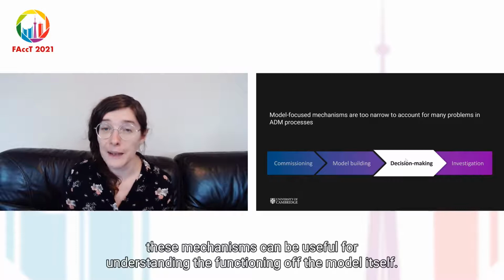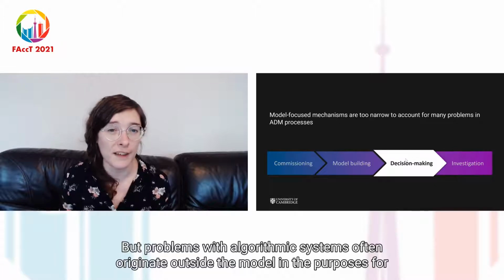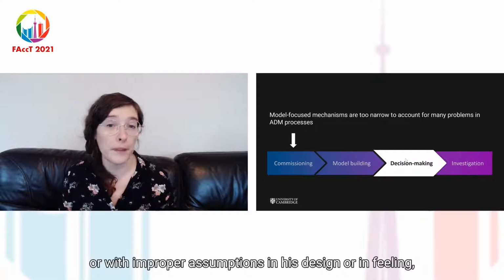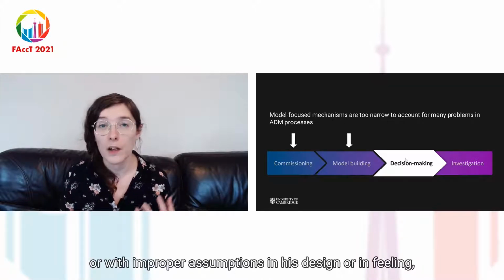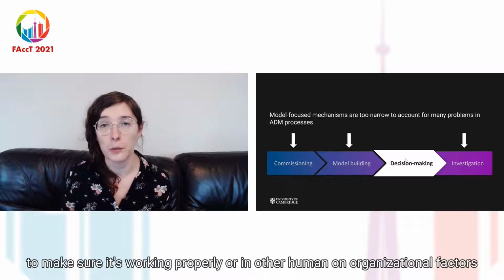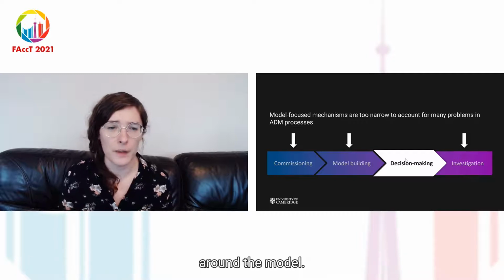These mechanisms can be useful for understanding the functioning of the model itself, but problems with algorithmic systems often originate outside the model, in the purposes for which it is used, for instance, or with improper assumptions in its design, or in failing to properly assess the system and its outputs to make sure it's working properly, or in other human and organizational factors around the model.